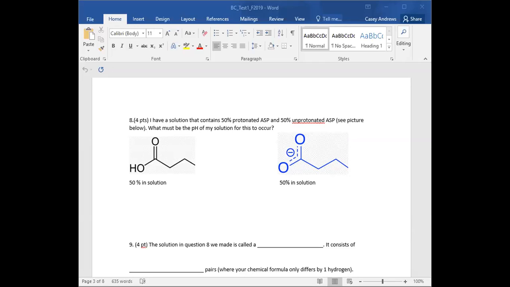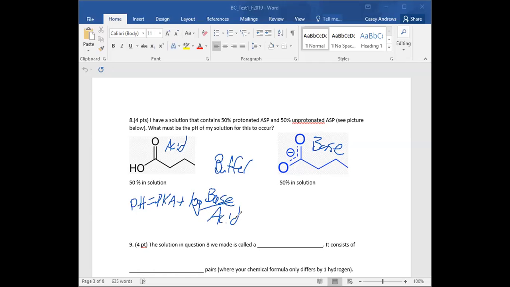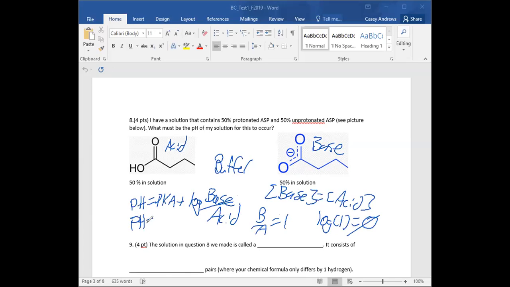So let's remember here. If a solution is made out of 50% acid and 50% of its conjugate base, which I'm showing here, right? This is the acid form. This is the base form. 50-50. That sounds like a buffer to me, right? And our buffer equation is pH equals pKa plus the log of base divided by acid. Well, if the concentration of base equals the concentration of acid, that means base divided by acid equals 1. If you take the log of 1, that equals 0. So for this to occur, pH equals pKa.